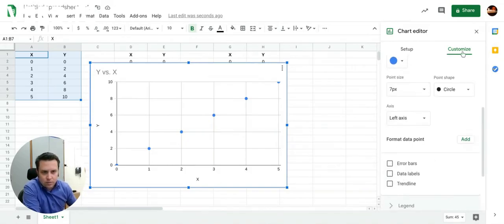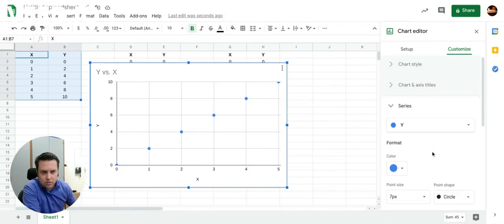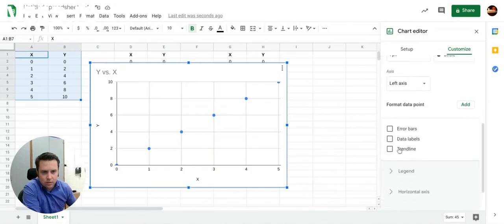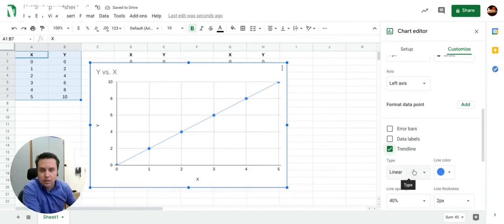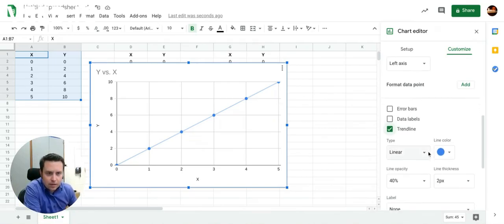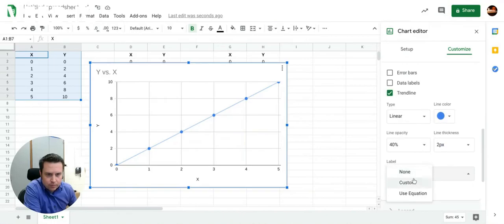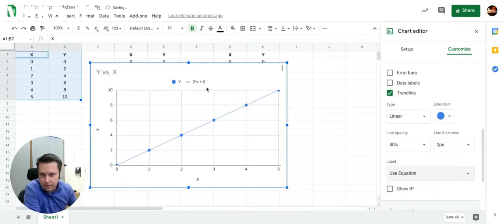So after setup, you go to Customize Series, and then in Series, scroll down to Trend Line, and it defaults to linear, which this one is. So your best fit line should go through your data points, or not necessarily through all your data points, but it should follow the general slope of the data. And then we want to label it. So do use equation. And then that's the equation that represents this line.